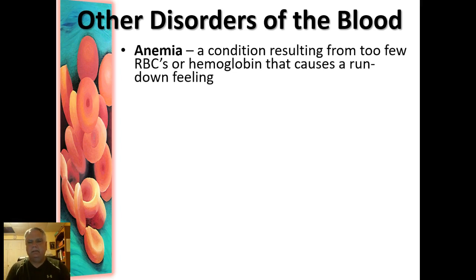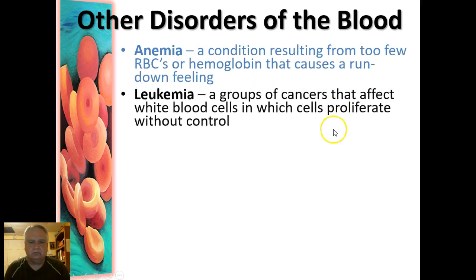Okay, let's kind of wrap it up here. I've placed on the PowerPoint some other disorders of the blood. We'll go down through them rapidly and just make you aware of them. First one is anemia. Anemia is a condition that results from too few red blood cells or too little hemoglobin. And as a result, that causes a rundown feeling because the individual is not able to adequately transport oxygen to the tissues for cellular respiration.